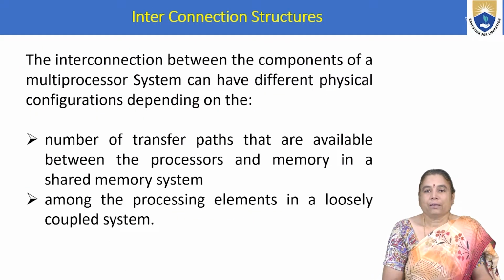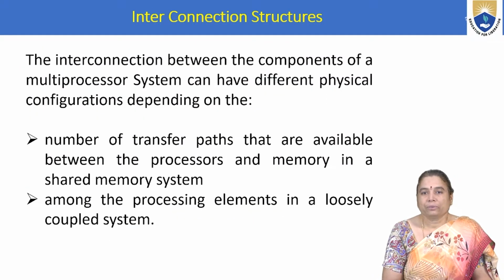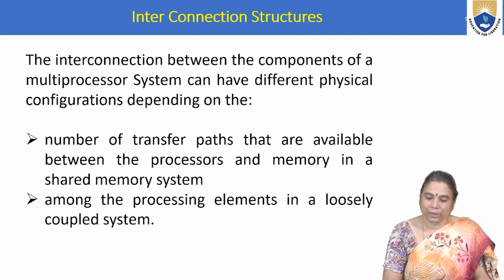So how can these multiprocessors be connected? That is taken care of with the help of interconnection structures. The interconnection between the components of a multiprocessor system can have different physical configurations. So it can use different topologies for interconnection of various components of multiple processors.